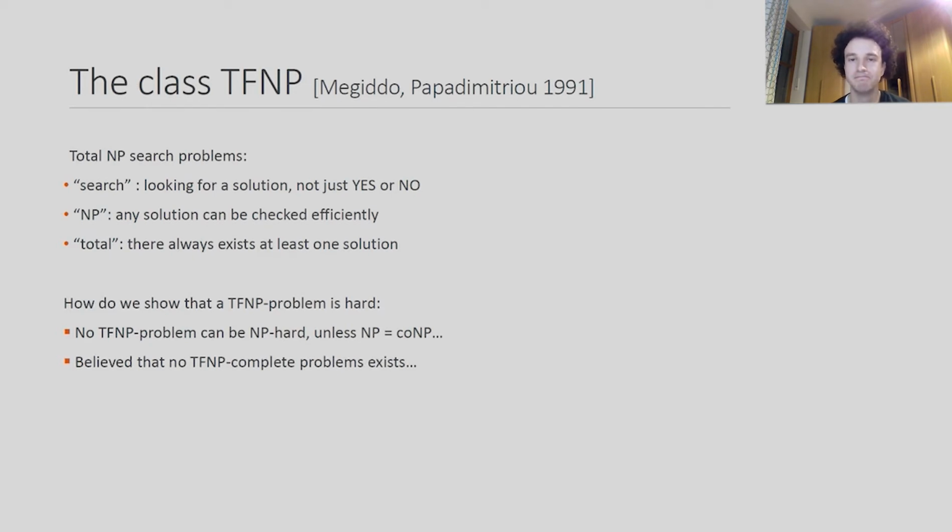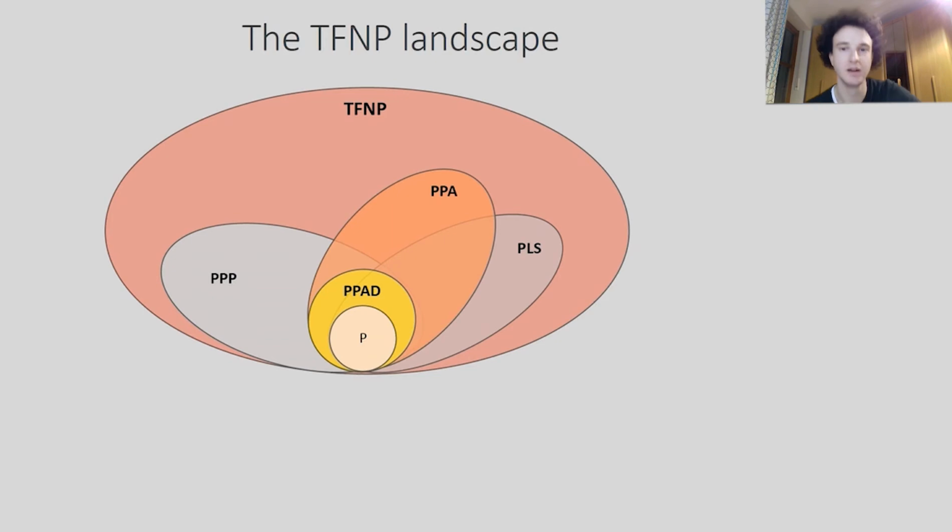So what can you do to provide evidence that some TFNP problem cannot be solved easily, is not polynomial time solvable? What was proposed by Papadimitriou almost 30 years ago is to investigate the insides of TFNP, namely understand how problems in TFNP relate to each other, organize them into classes, prove completeness results, and in that way be able to provide evidence that, oh, that problem is not likely to be solvable in polynomial time, because otherwise we could solve all these other problems that we believe are hard also in polynomial time.